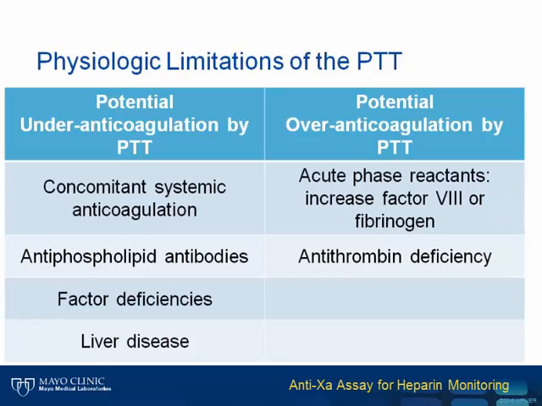On the opposite side of the spectrum, clinical conditions may also result in a blunted PTT response. Acute phase reactants, factor 8 and fibrinogen, are the most important confounders and may be dramatically elevated and shorten the baseline PTT. At the same time, acutely ill patients are also known to have antithrombin deficiency. These conditions can result in potential over-anticoagulation when monitoring heparin by the PTT.